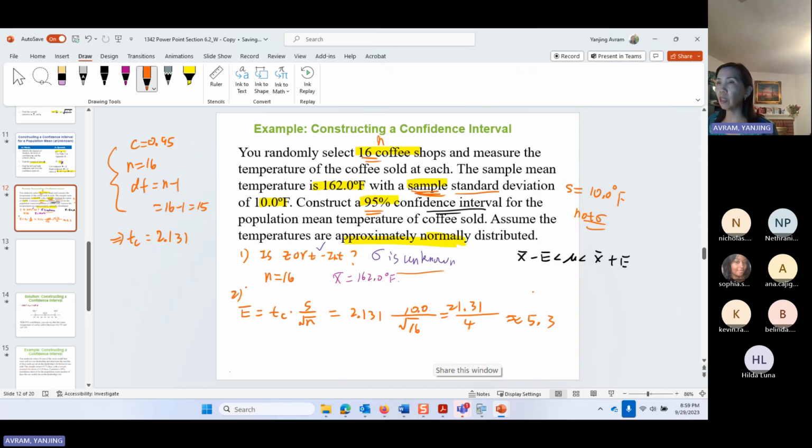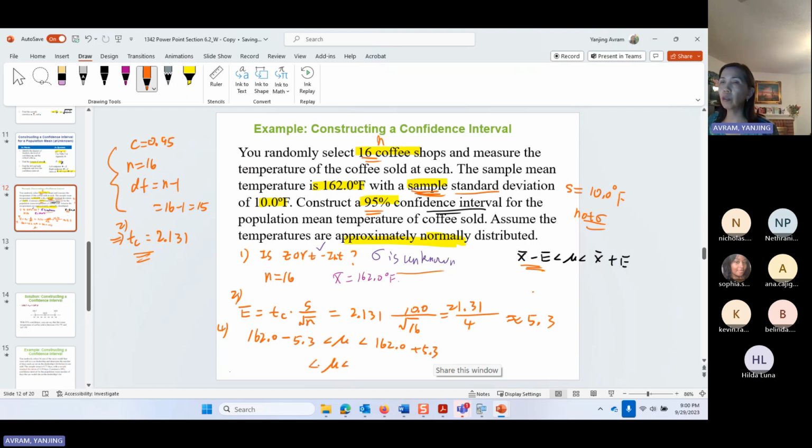Okay, so we calculate. Actually, this is the second step. We find a critical value. Third step here, we find the margin of error, right? And then step 4, we're going to find this interval. Okay, interval. So x bar here is 162.0 minus 5.3. Okay, this side will be 162.0 plus 5.3.